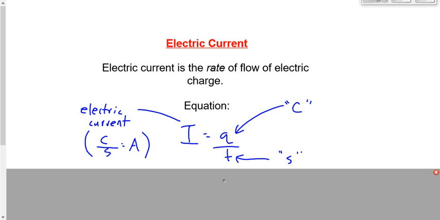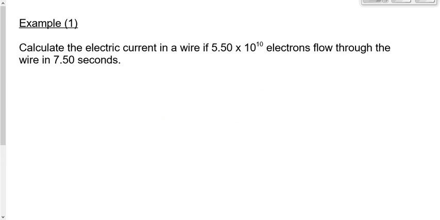All right, let's do a quick little example of this, and then we'll move on to the real topic at hand today, which is what happens when you have a current in an external magnetic field. This question says, what's the electric current in a wire if this many electrons flow through the wire in 7.5 seconds? The current is Q over t. Oh, wait, this isn't so easy, actually. Not as easy as we thought. We don't know the charge.